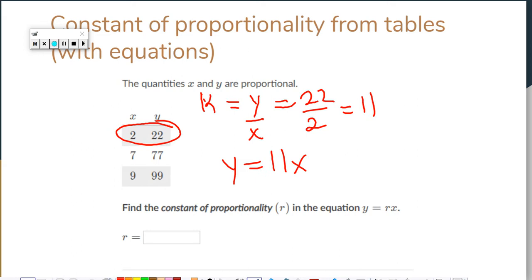So what that tells me is, to find out what y is, I'm going to take x and multiply by 11. 2 times 11 is 22. 7 times 11 is 77. 9 times 11 is 99. So yes, this equation represents this table. That's all we're doing.